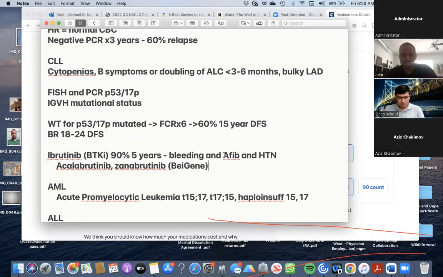Zanubrutinib causes less Afib, less hypertension, and it does not cause bleeding, or much less bleeding. So you can actually combine zanubrutinib with blood thinners. So that is a very reasonable first-line option that may be accessible to you, because it's much less expensive. It's made out of this Chinese company called BeiGene. So that would be a very reasonable first-line option for you. Make sense?